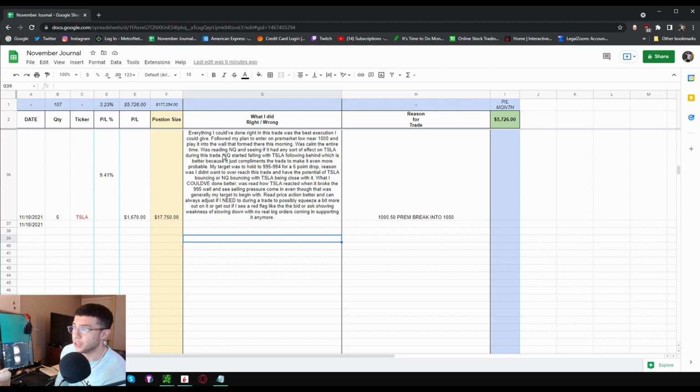NQ did start falling, with Tesla falling behind it, which is better because it complements the trade. And that's the key word right there, that it complements the trade, making the trade a lot easier and a lot more probable. So my target was to hold to 995 or 994 for a 6-point drop.